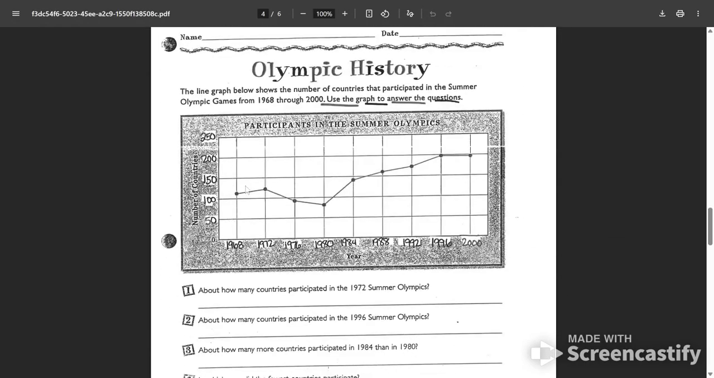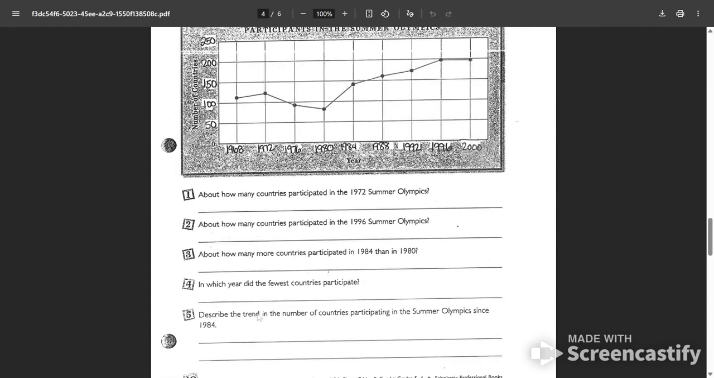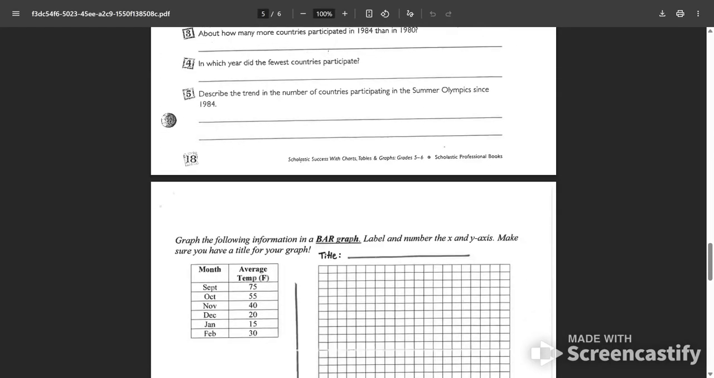You're going to look at this graph and you're going to answer these 5 questions. When we're talking about the trend, remember we're talking like increasing or decreasing, and be careful because this graph has a different trend from 1968 to 1980, and then it has a different trend from 1980 to 2000. So you should have 2 sentences there.